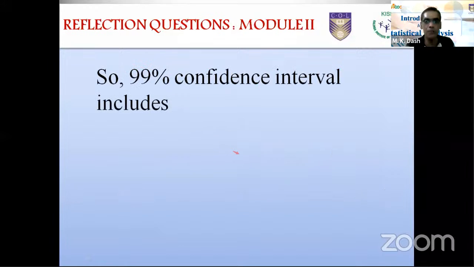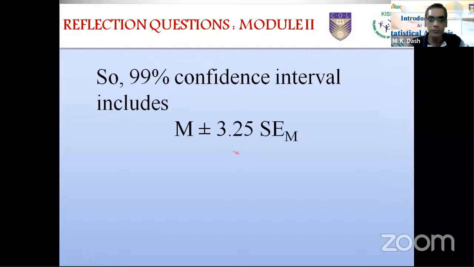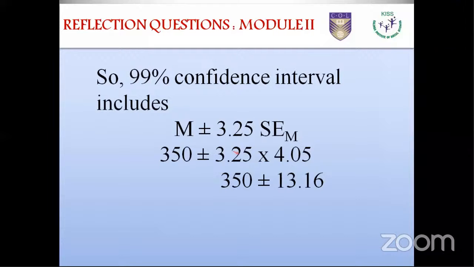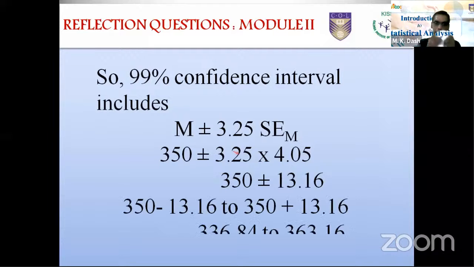So find out the range, 3.25 into SEM, 13.16. See, this is the range you will get. I hope you must have got this value also. You compare the answer you have got with the answer that we have been sharing with you. In case something is wrong, you may correct and rectify it accordingly.